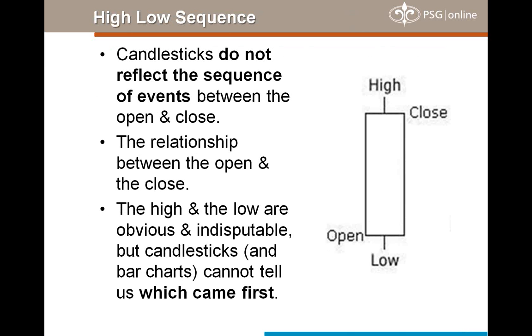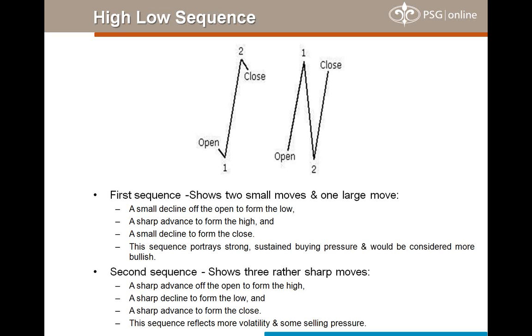One disadvantage of candlesticks, the same as the bar charts, is that they don't tell you the sequence of the events. Okay, so it highlights the relationship between the open and close, and that's quite obvious. You can see it on the screen with open and close, but you don't know which one came first. Okay, so here are two scenarios.